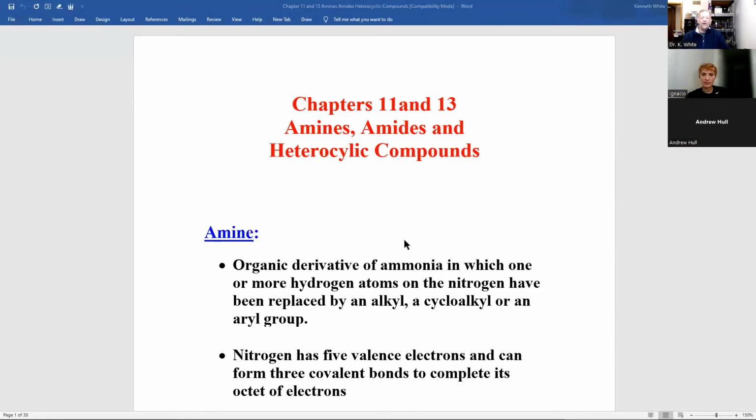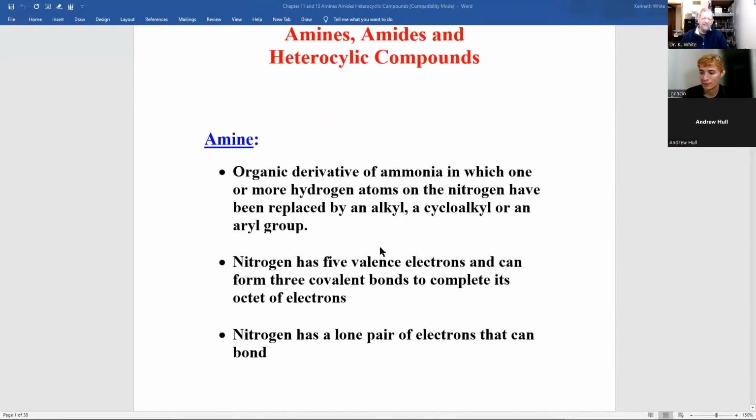All right. Now, what's an amine? And I'll never ask this on a test, but it's an organic derivative. Derivative means made from, derived from ammonia. And what is ammonia? In case you forgot, this is ammonia, NH3. And an amine is where you replace one or more of the hydrogens with an alkyl group, a cycloalkyl group, or an aryl group.